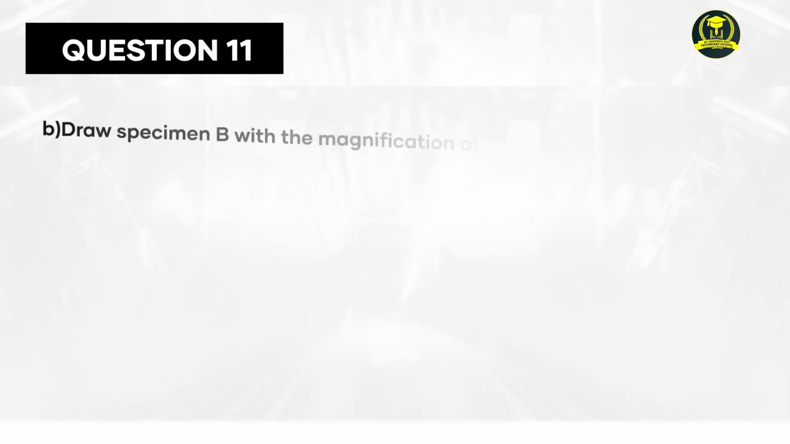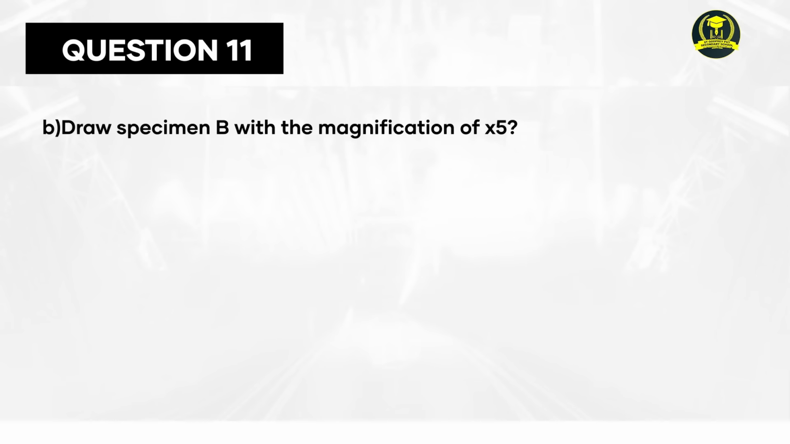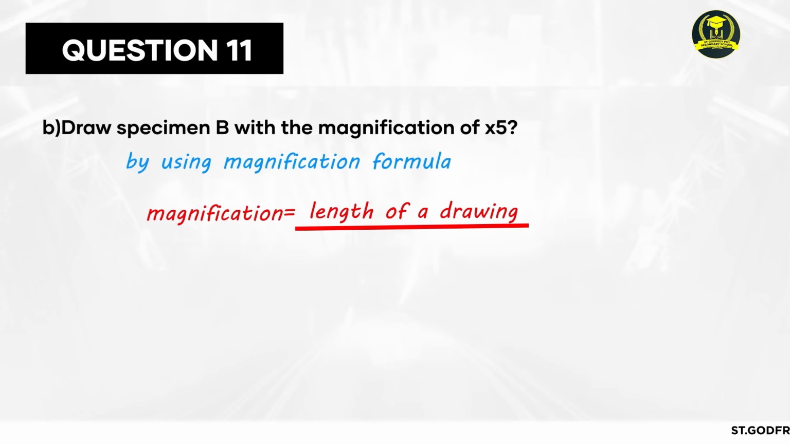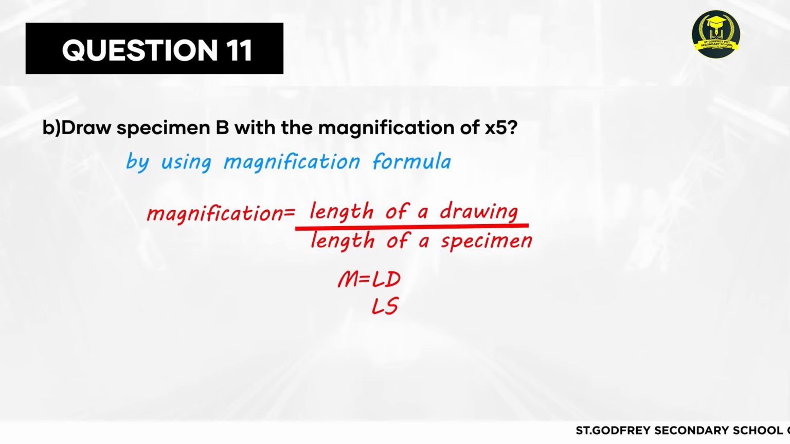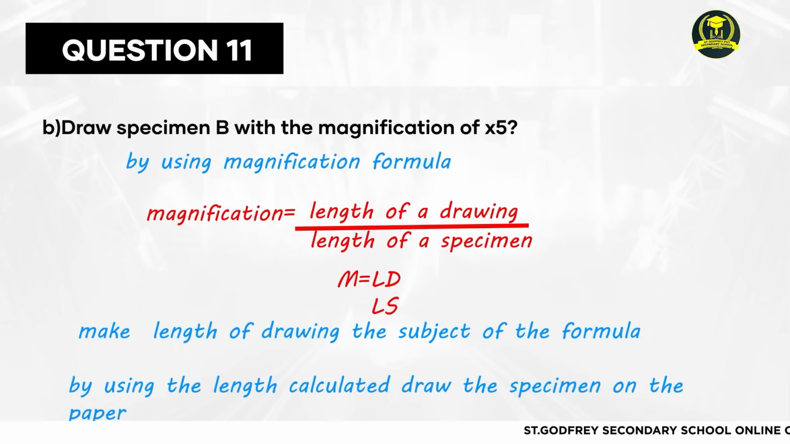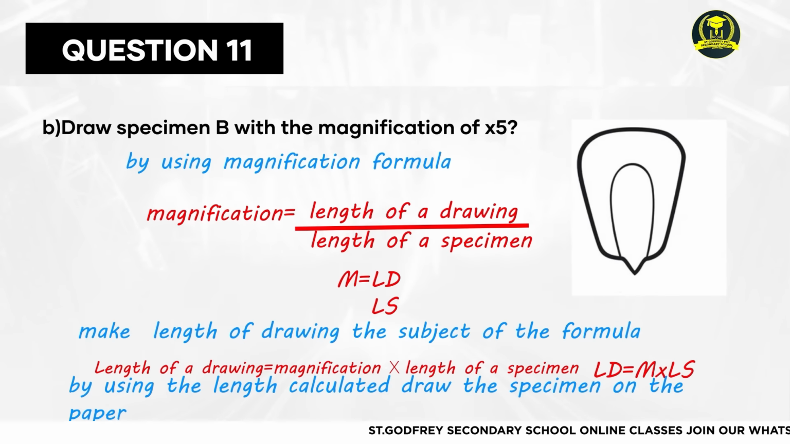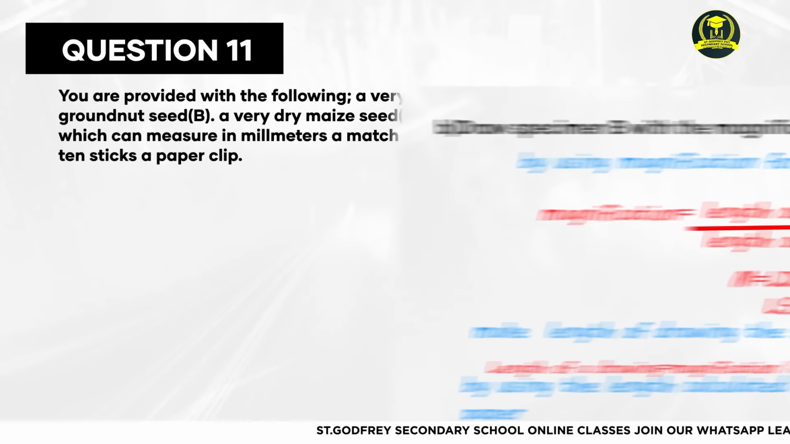Question B. Draw specimen B with a magnification of 5. By using the magnification formula, magnification is equal to length of the drawing divided by length of specimen. Then make the length of the drawing the subject of the formula. Then substitute the formula with the digits. By using the length calculated, draw the specimen on the paper.